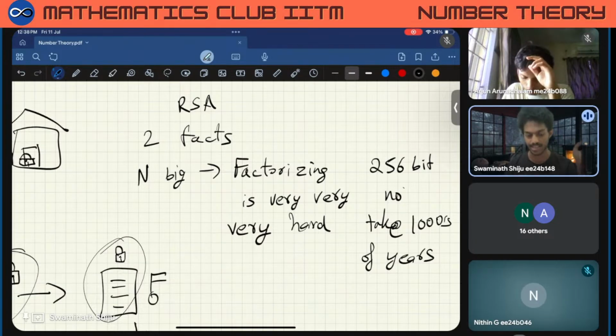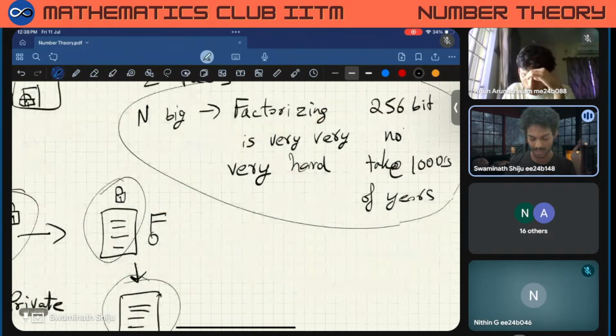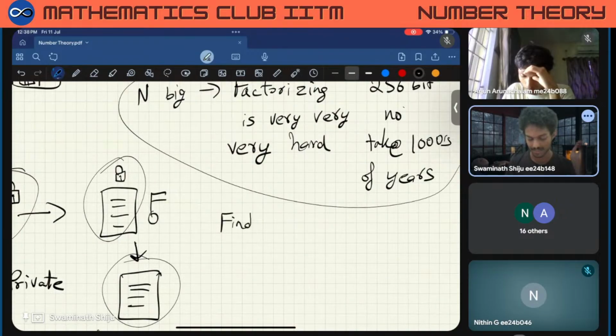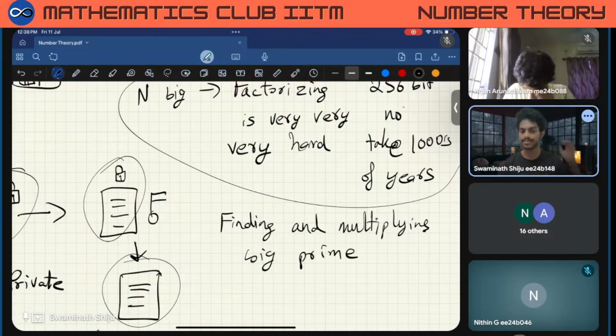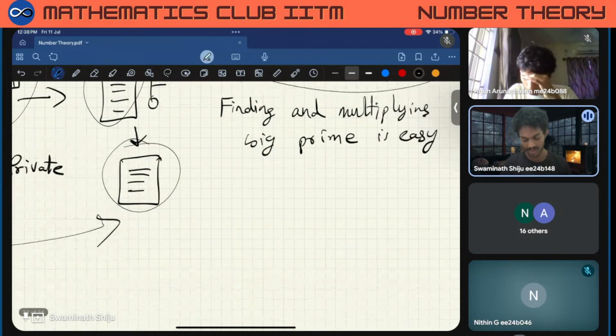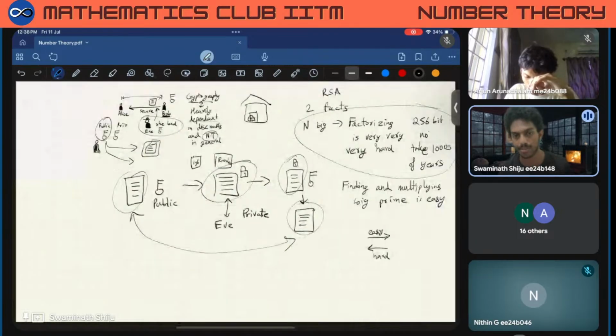Factorization is very hard, but finding and multiplying big primes, like massive primes, hundreds and hundreds of bits long, is easy. Doing this is easy, going back is hard. That is kind of what we need for a cryptographic system. I hope you can appreciate that.